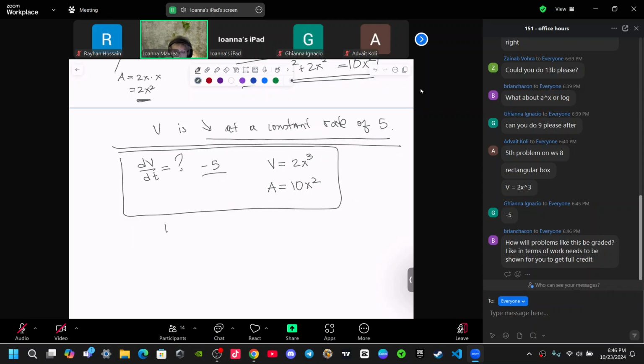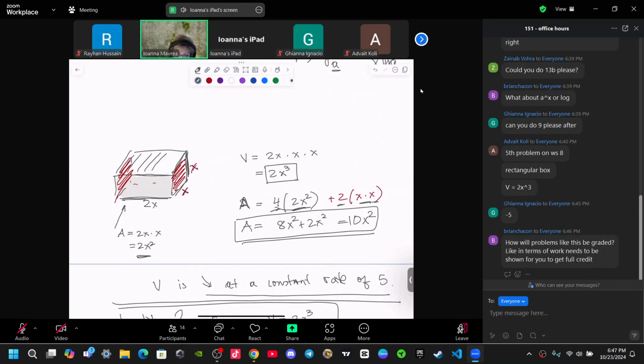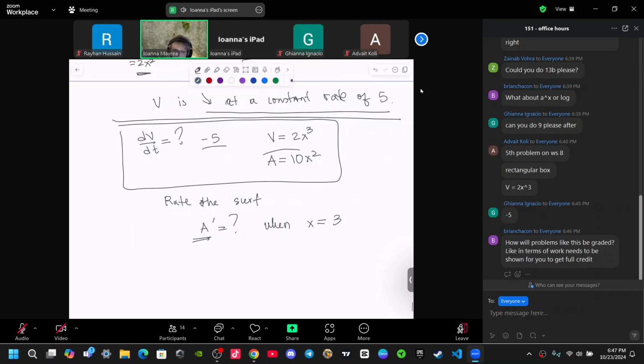So at what rate, so they're asking for the rate, which is a derivative, of the surface area. So they're asking for the derivative of the surface area when the height was the x. The height is definitely not this, right? Everything has length x except the actual length of this thing, right? So when x is equal to 3, and of course, they're telling you to use correct units.